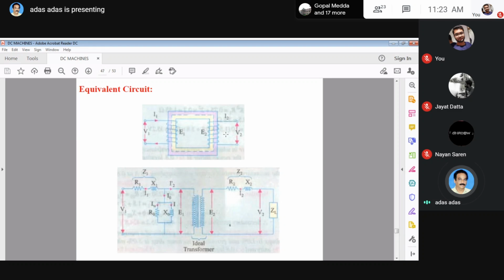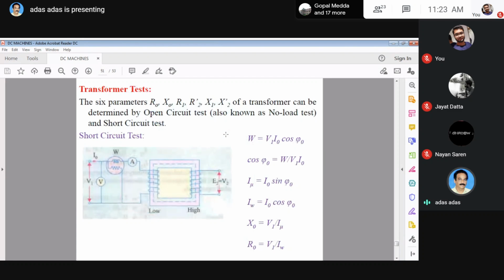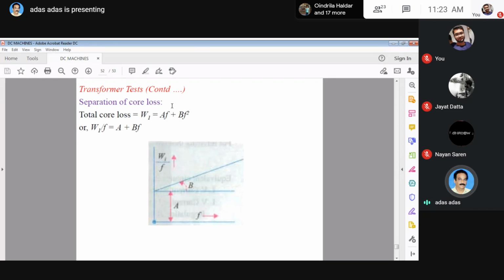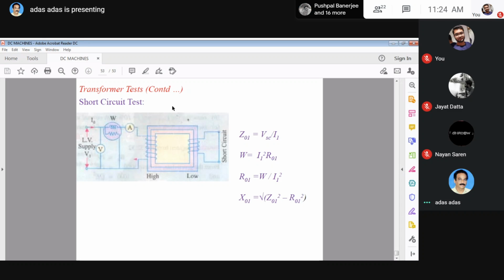Once again, we can repeat this. Transformer tests: two tests are there. One is the open circuit test, another is the short circuit test. This is your open circuit test. You have to apply voltage on the low voltage side, and this is the formula. These are the relations from which you can get R0 and X0. Then you can separate the losses: what is the eddy current loss and what is the hysteresis loss at any specified frequency. Then go to the short circuit test. Here you have to apply reduced voltage on the high voltage side, take all the readings, and from here you can calculate the parameters.